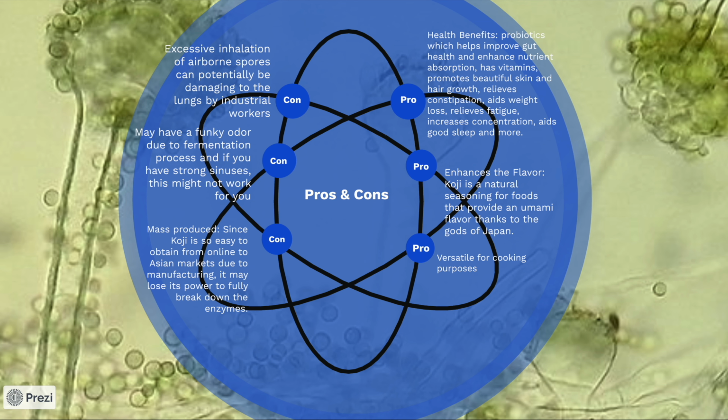Another pro is that it enhances the flavor of koji. It is a natural seasoning for foods that provide an umami flavor thanks to the gods of Japan. And lastly, it is versatile for cooking purposes.